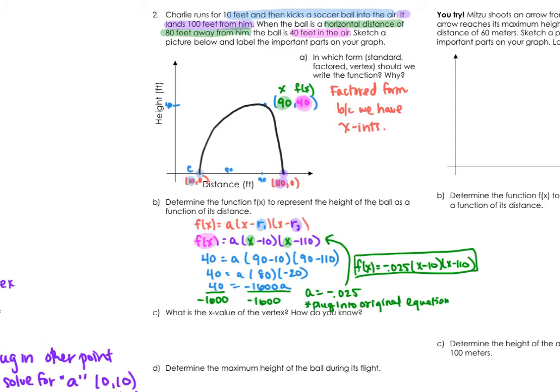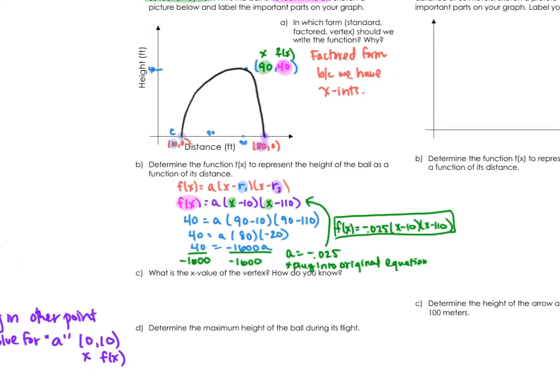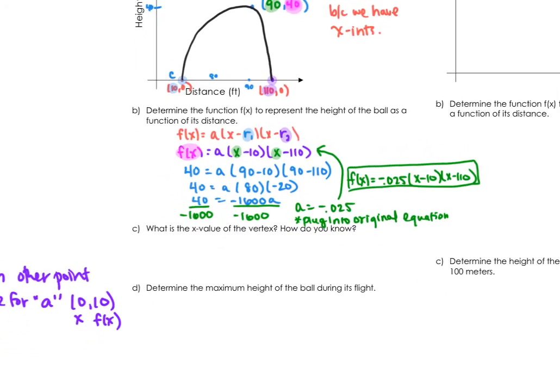Alright, so then part C says, what is the x value of the vertex? How do you know? If you remember from the previous lesson, we learned how to find the axis of symmetry, or the x value of the vertex, using our intercepts. And remember that we can just add our intercepts and divide by 2 to find the middle. So for this one, it's going to be x equals 10 plus 110 divided by 2. So that's 120 divided by 2. That's 60.